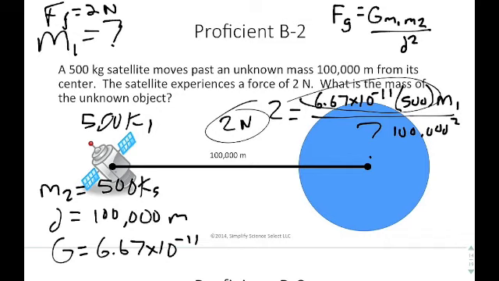Whenever you do that, you should end up with a very large number for the mass, because you should expect to get a very, very large mass for any sort of gravitational attraction. And when you do this, you end up getting something like 9.97 times 10 to the 17th.